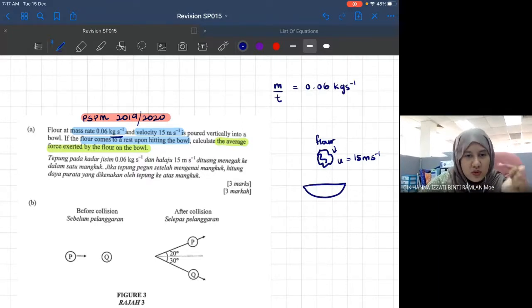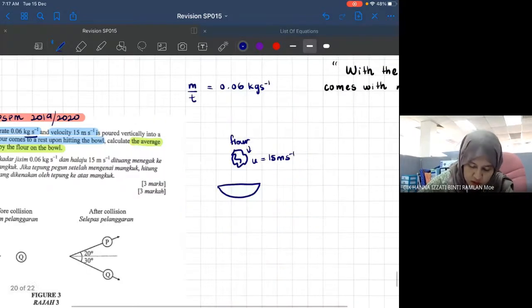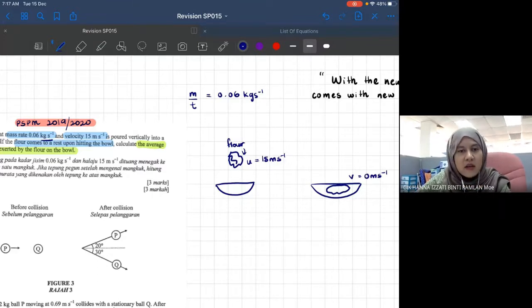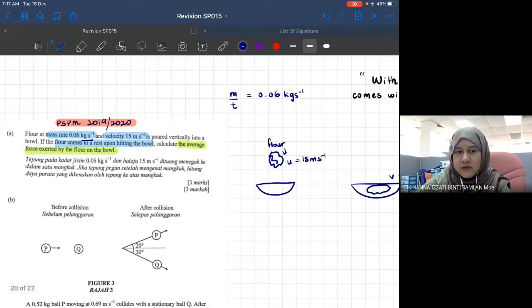Okay, so dia jatuh ke bawah, velocity 15 ms negatif 1 before it comes to a rest. So maksudnya it comes to a rest. So tepung ni masuklah dalam ni kan. Di mana velocity dia kat sini adalah 0 ms negatif 1. Right? So dia nak calculate the average force exerted by the flour on the bowl. So sekarang ni kita nak, what do we want? We want force by tepung on the bowl. Okay?